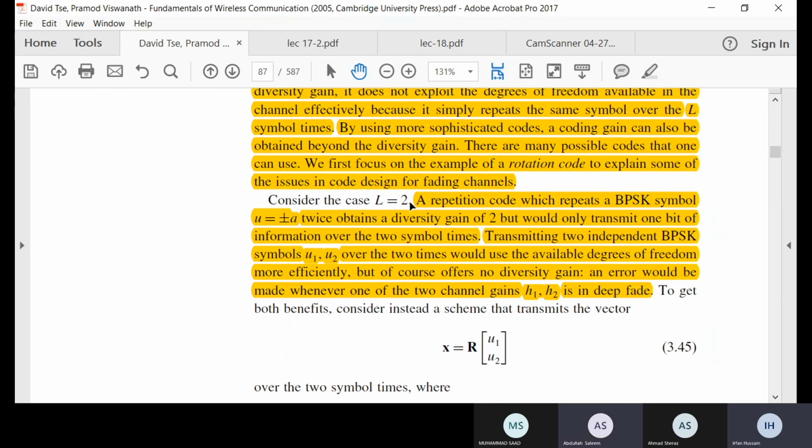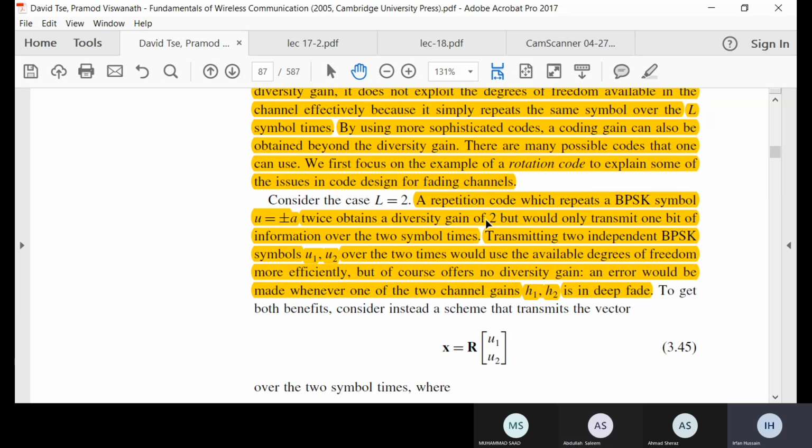So we take the case of L is equal to 2. This means we are using 2 coherence times. We are just repeating the signal once. Once it will be sent and will be again repeated in some other coherence time. This is the meaning of L is equal to 2. So we have a BPSK symbol and the BPSK symbol could be +1 or -1. If I use L is equal to 2 and let us say I use a repetition code, I will send A, then I will send again A in another coherence time.